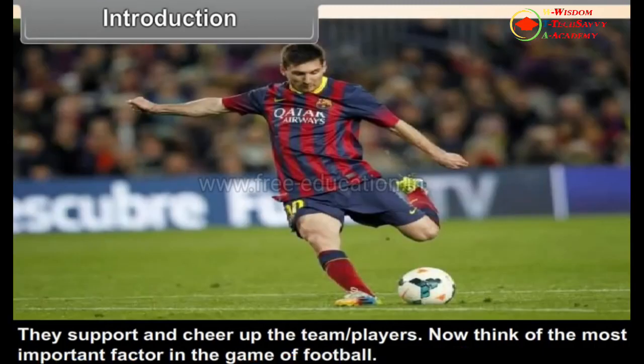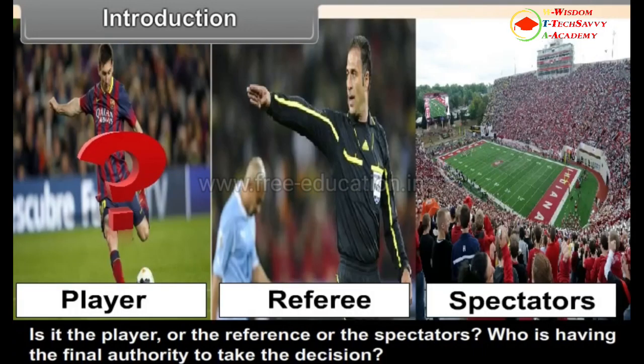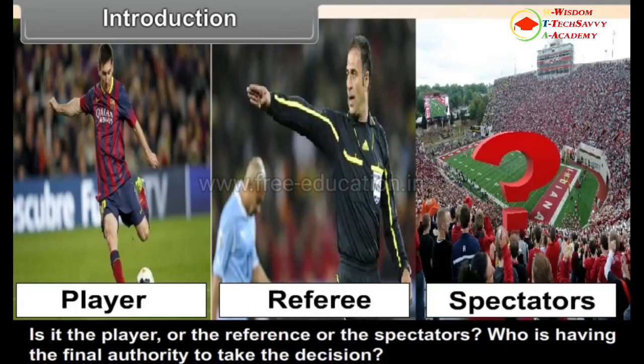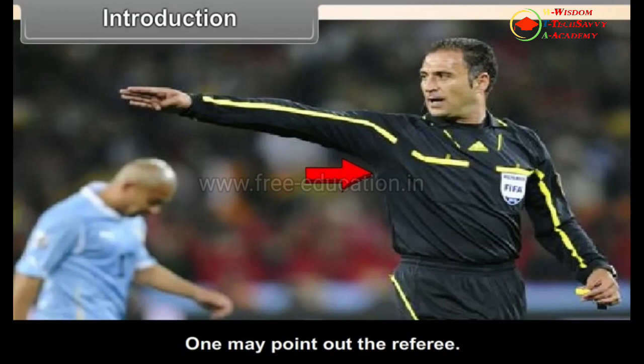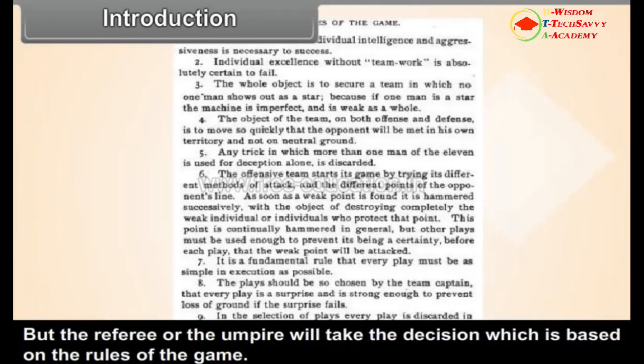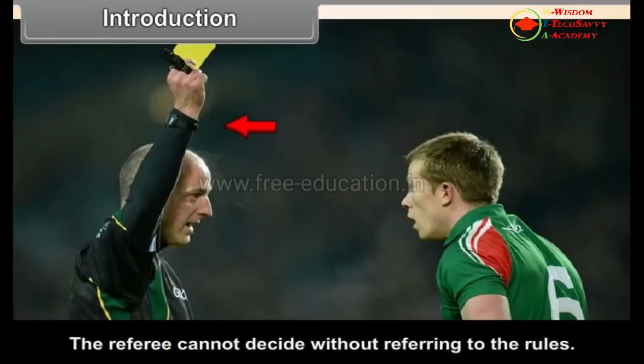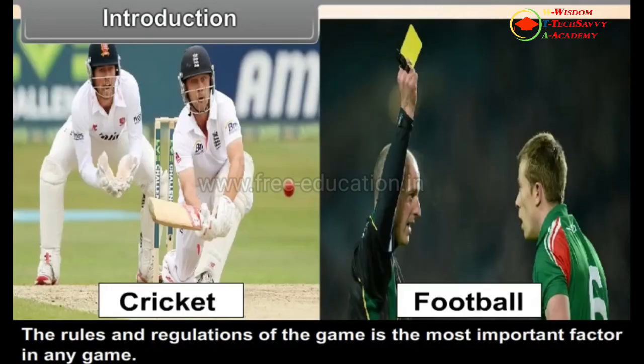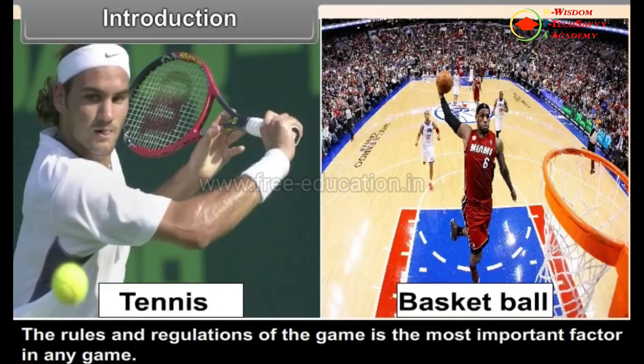Now, think of the most important factor in the game of football. Is it the player, or the referee, or the spectators? Who has the final authority to take the decision? One may point out the referee, but the referee or the umpire will take the decision based on the rules of the game. The referee cannot decide without referring to the rules. The rules and regulations of the game are the most important factor in any game.